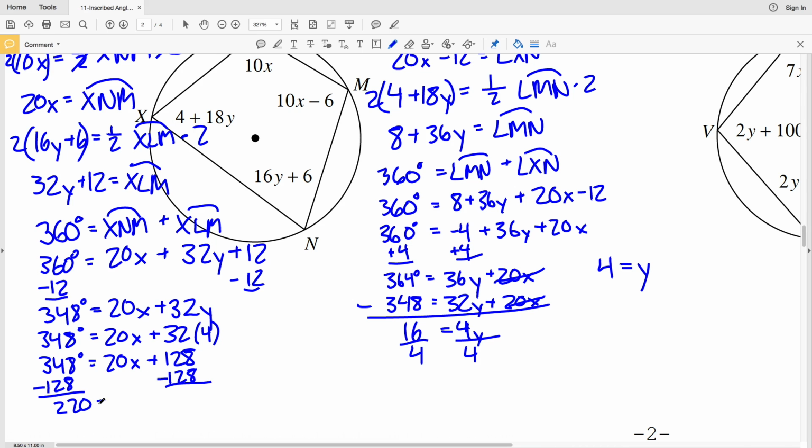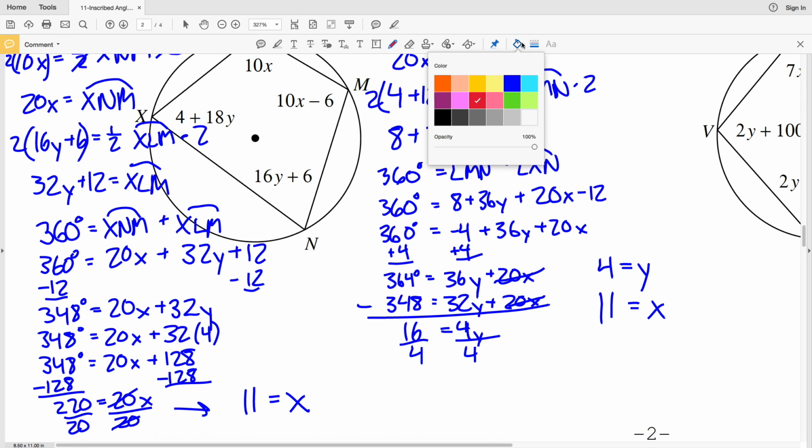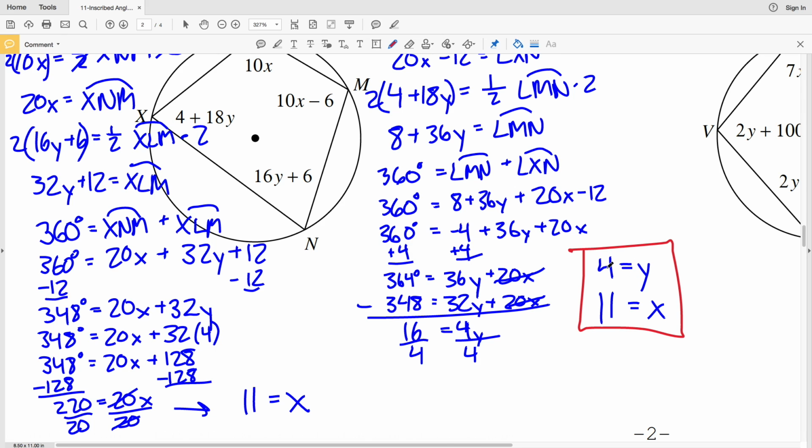So 220 is equal to 20x, and when I divide both sides by 20, 20 divided by 20 is 1, I'll get x all by itself, and 220 divided by 20 will give me 11. So x is equal to 11. So y is 4, and x is 11 in number 15.